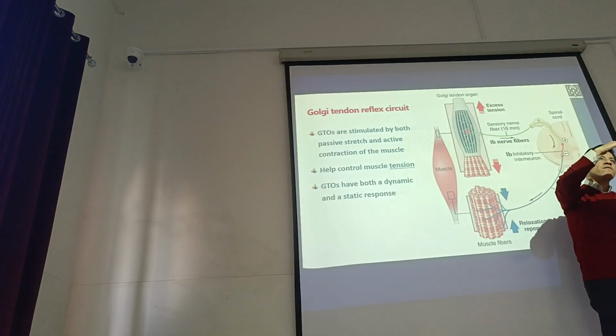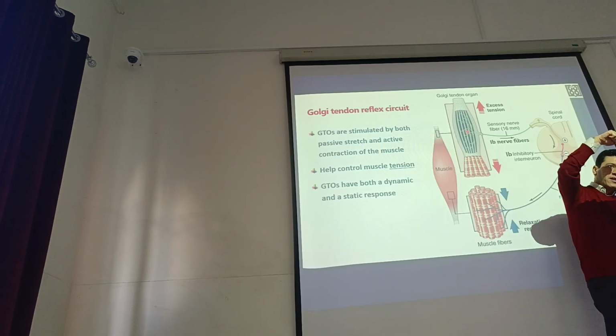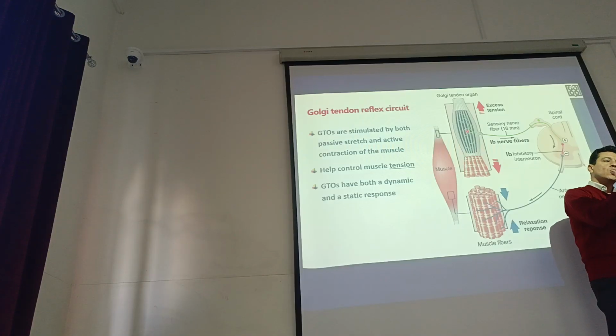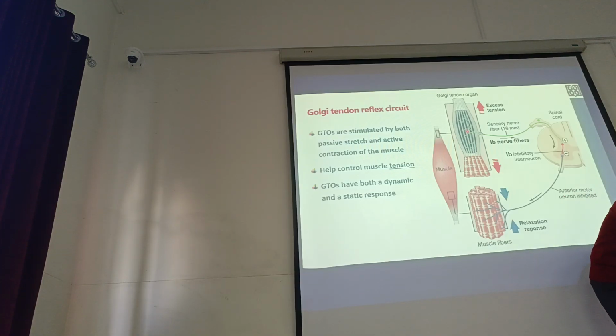Now, what happens if the muscle contracts? If the muscle contracts, the tendon is tensed, right? It is stretched, and the collagen fibers are stretched. What happens to the nerve tips? They become under pressure, right? So they are pressed by these collagen fibers. So an action potential is made and goes to the spinal cord.